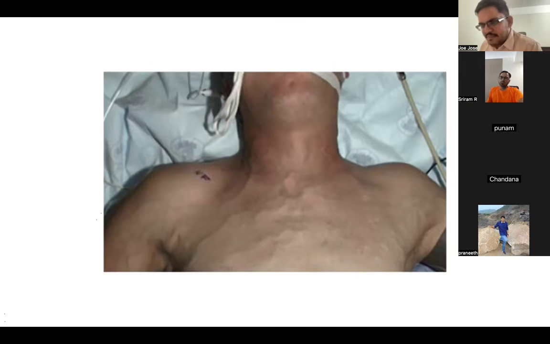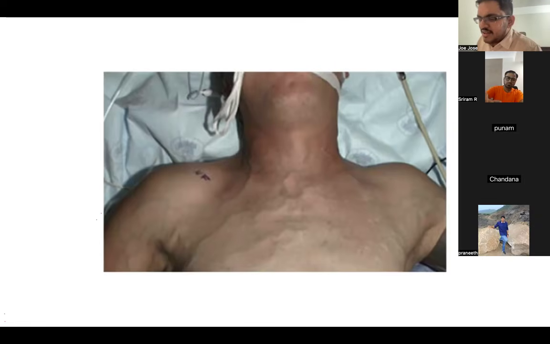Other malignancies like germ cell tumors, a thymic malignancy, or a mesothelioma can also cause it. In an oncological context, what is the most common non-malignant cause of SVCO? Thrombus. Yes, you can have a central venous catheter thrombosis, or you can have a non-neoplastic thrombus as well. That can also cause it.